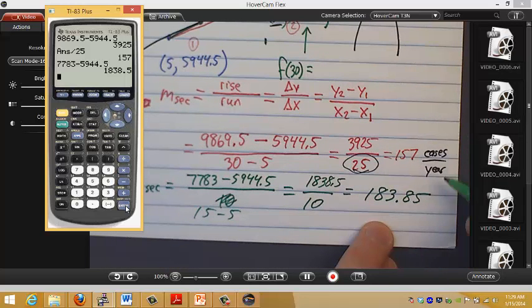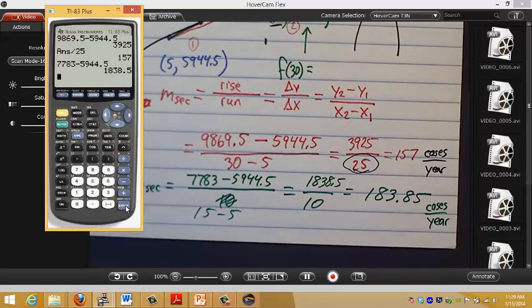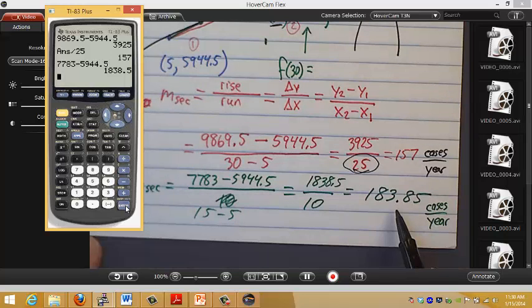What are the units again? Cases per year. Now look, what does this mean? Between 1985 and 1995, it was over 10 years, and yes, they were increasing at a faster rate.